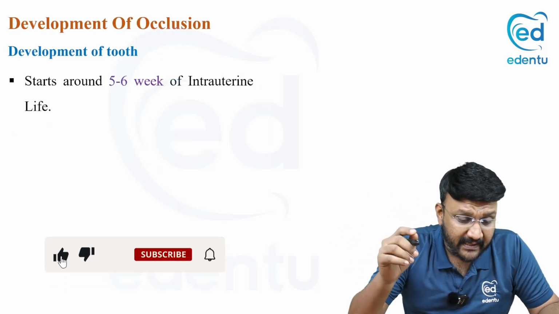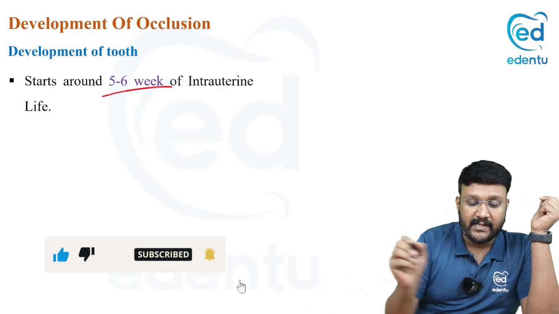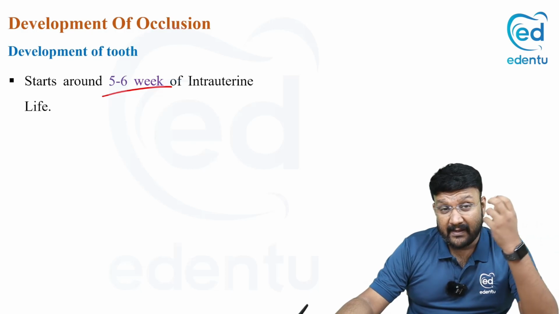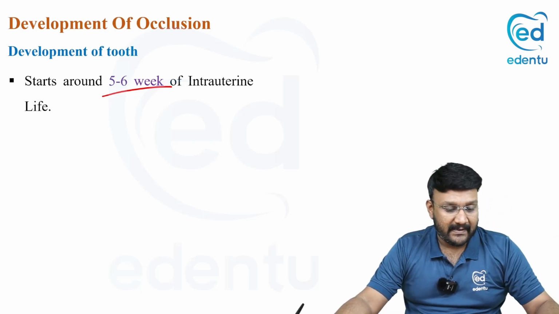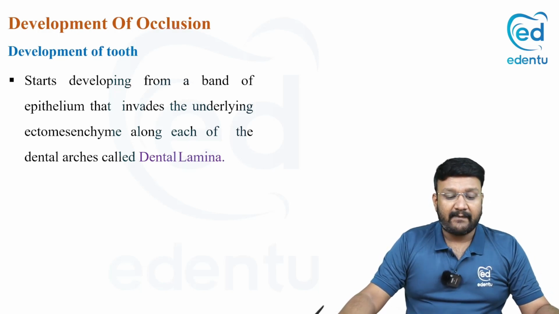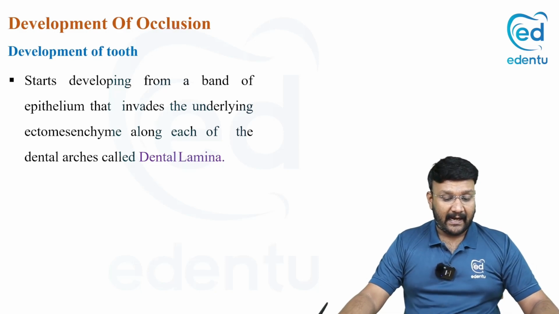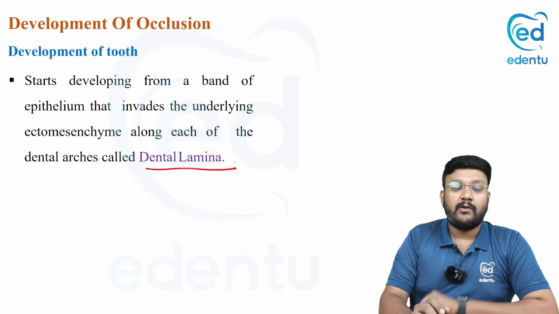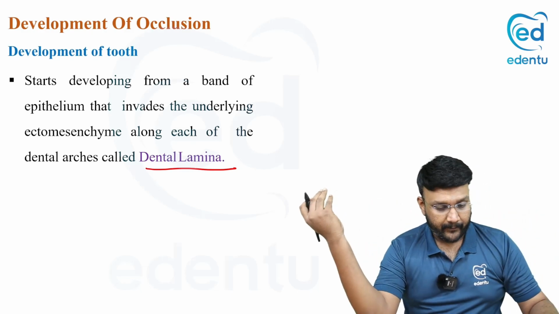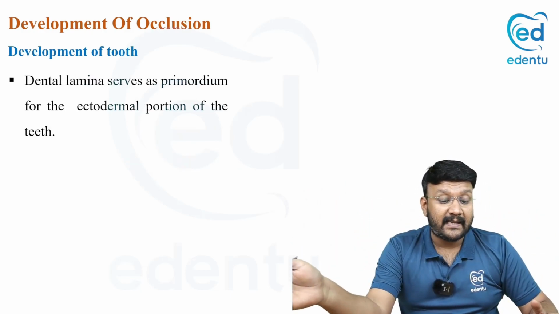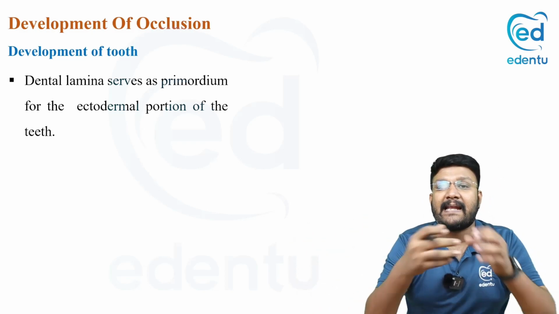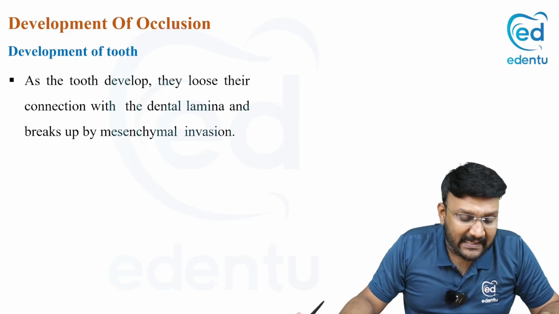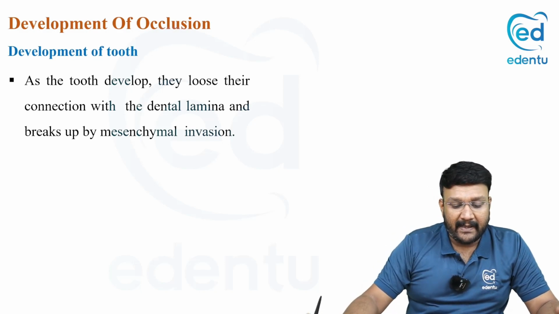When it comes to the development of the teeth, tooth development starts from 5 to 6 weeks intrauterine. As the embryo develops, by the 5th or 6th week of intrauterine life, tooth development starts. It starts developing from a band of epithelium that invades the underlying ectomesenchyme along the dental arches, that is called the dental lamina. From the dental lamina, the tooth will start developing. The dental lamina serves as a primordium for the ectodermal portion of the teeth to develop. From that, the bud stage will start evolving. As the teeth develop, they lose their connection with the dental lamina and it breaks up by mesenchymal invasion.